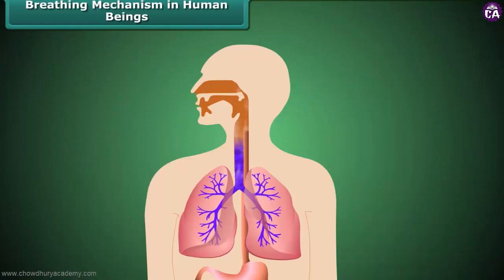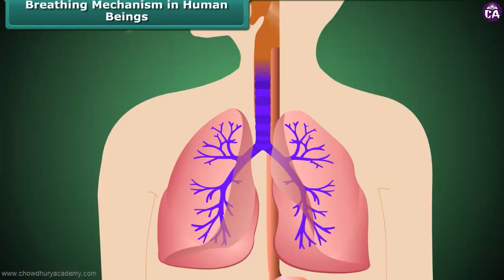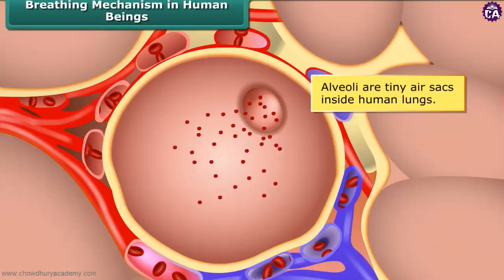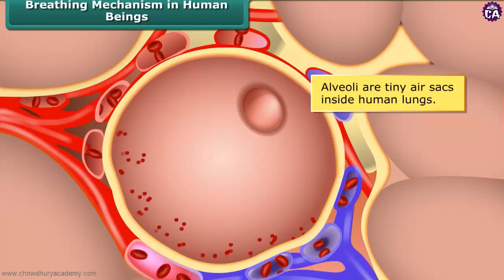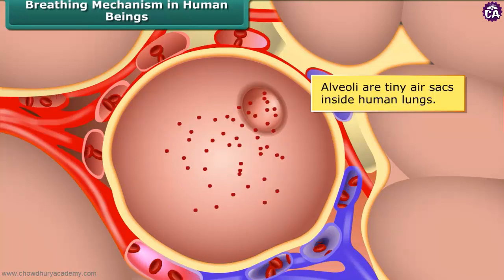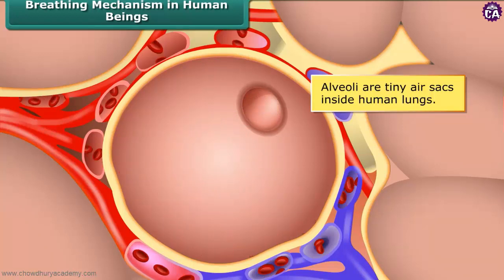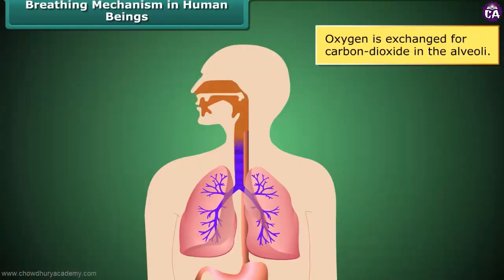Once the inhaled air reaches the lungs, it enters tiny air sacs known as alveoli inside the lungs. Here in the alveoli, gas exchange takes place, that is, oxygen is exchanged for carbon dioxide. The oxygen in the alveoli travels into the bloodstream and is used up in cellular respiration. The carbon dioxide in the blood moves into the alveoli and is expelled out of the human body through exhalation.